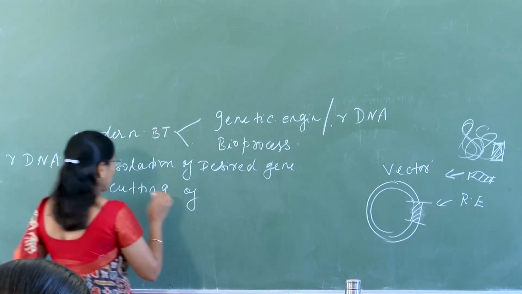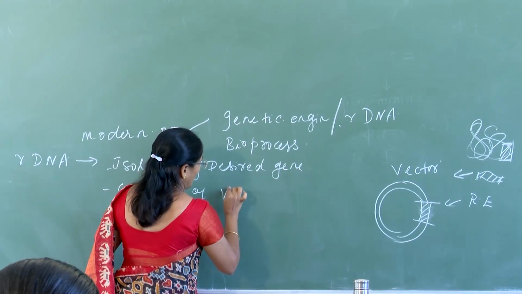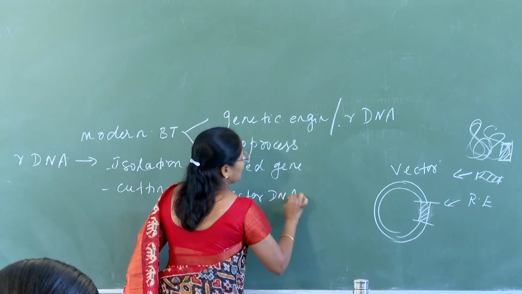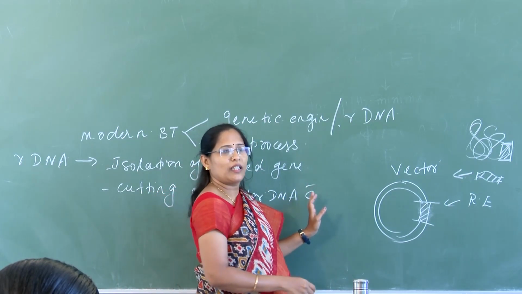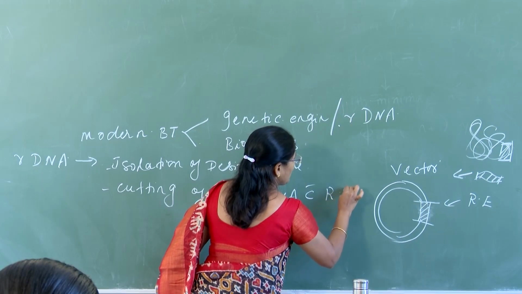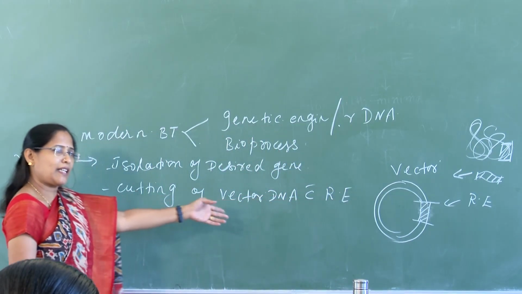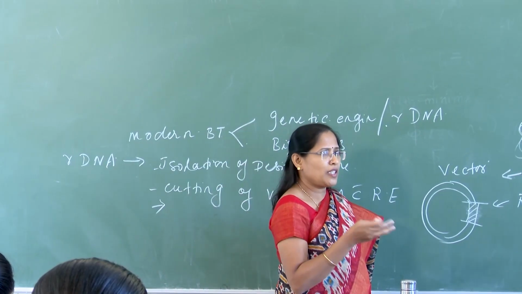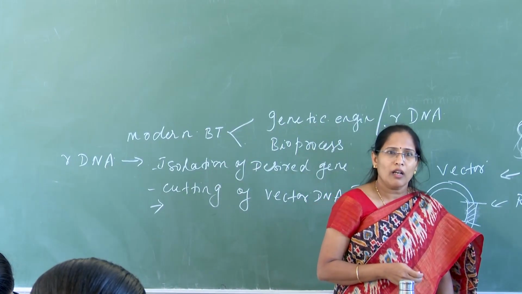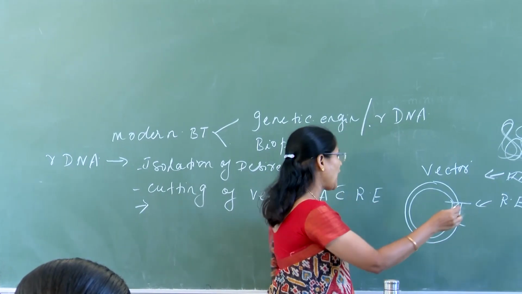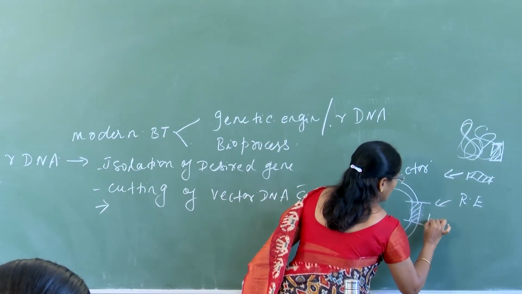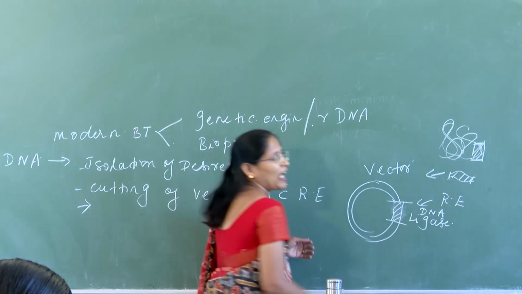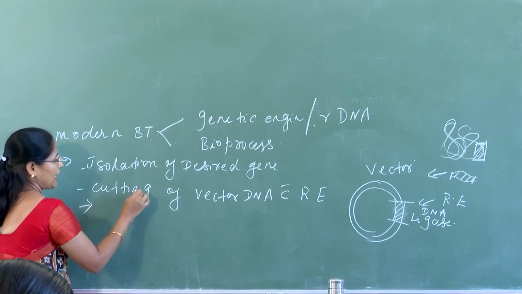So my second step is cutting off my vector DNA with, I'm using short forms, right? So with restriction enzyme. That is your second step. Now what is the third step? You have cut, you have inserted. How have you inserted? With the help of an enzyme called DNA ligase.